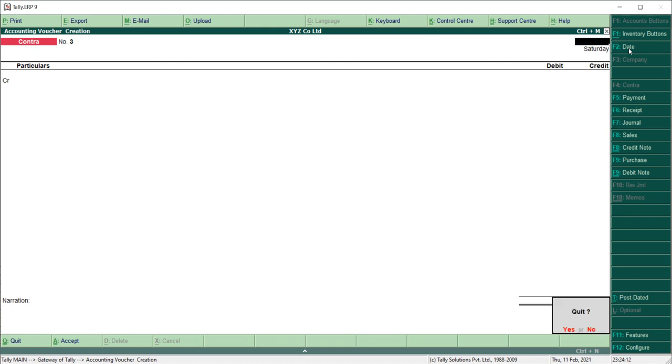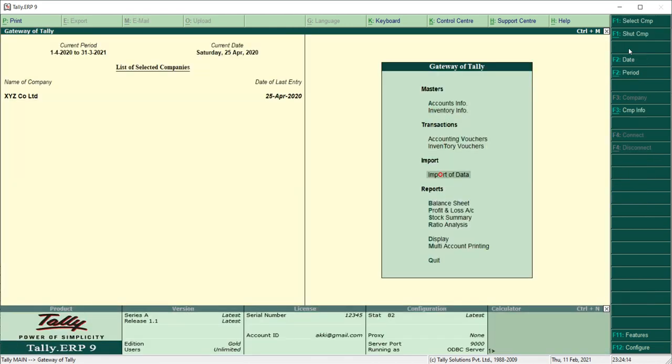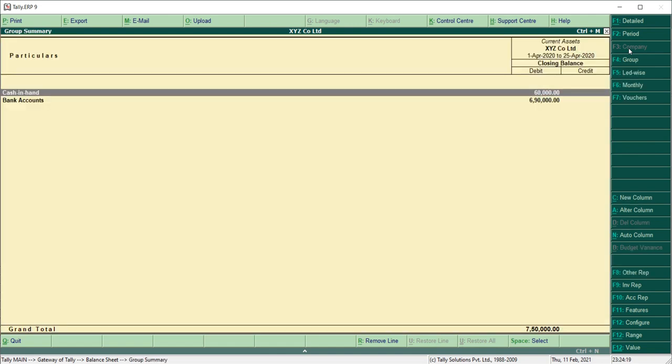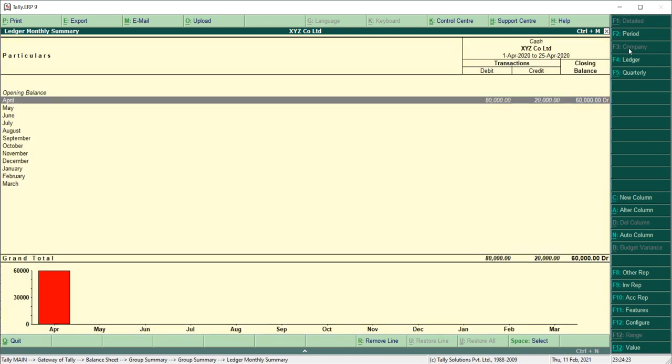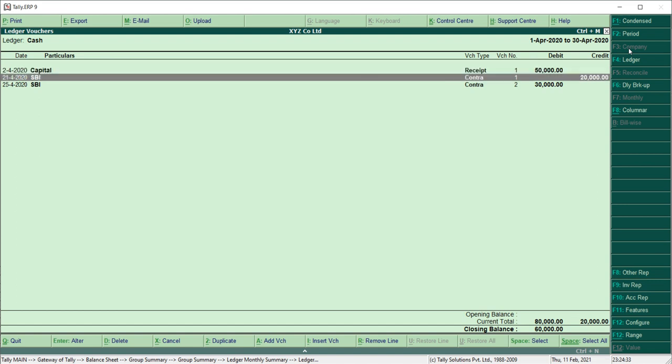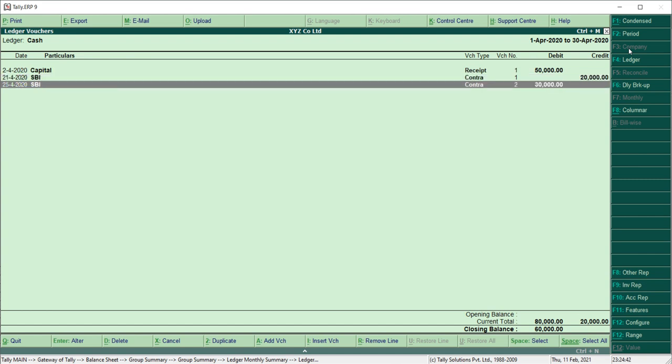Now let's go to the balance sheet and see the changes. So now again it's 7,50,000. If you look into the transactions of the cash book, you can see that initially we had 50,000 rupees, then we deposited 20,000 into the bank, and then we have withdrawn 30,000 from the bank. So now the balance is 60,000.